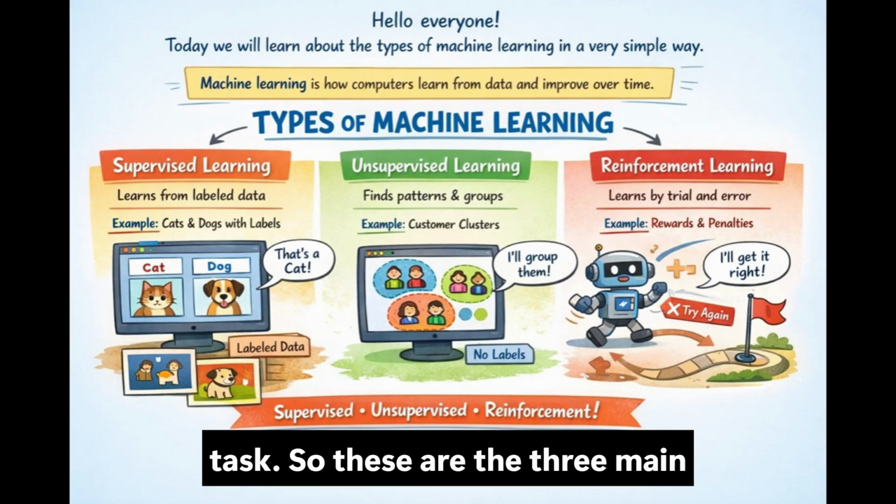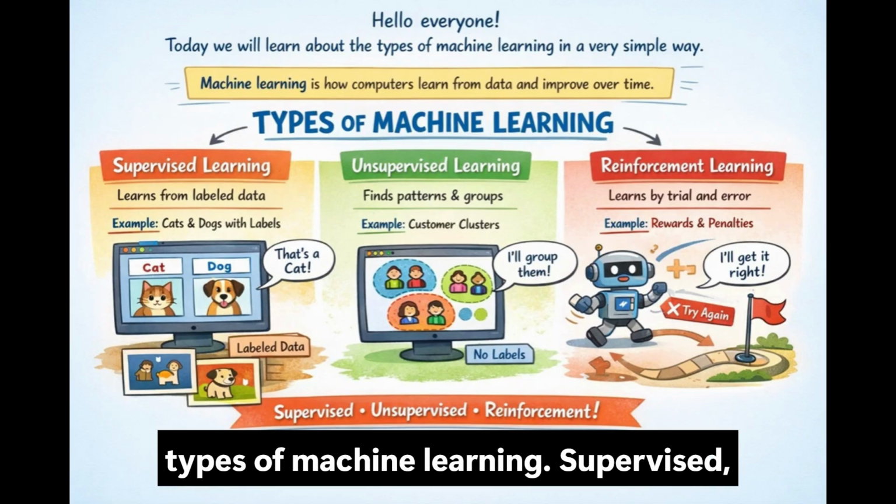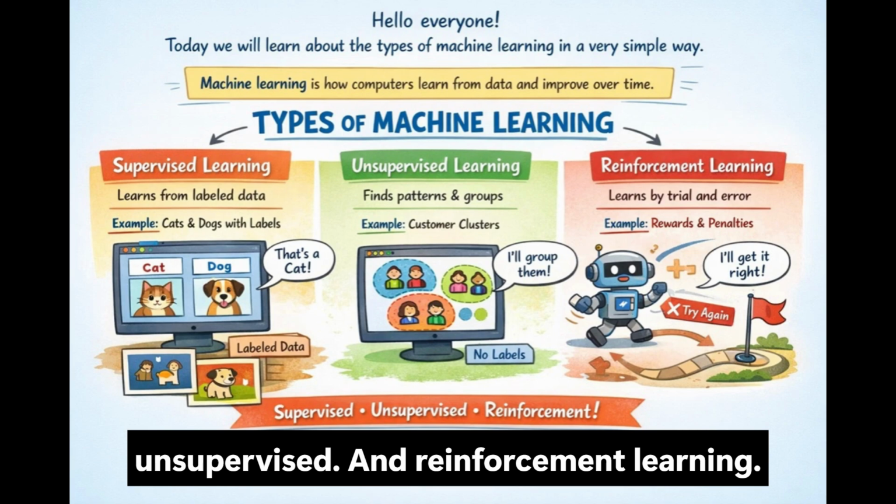So, these are the three main types of machine learning: supervised, unsupervised, and reinforcement learning.